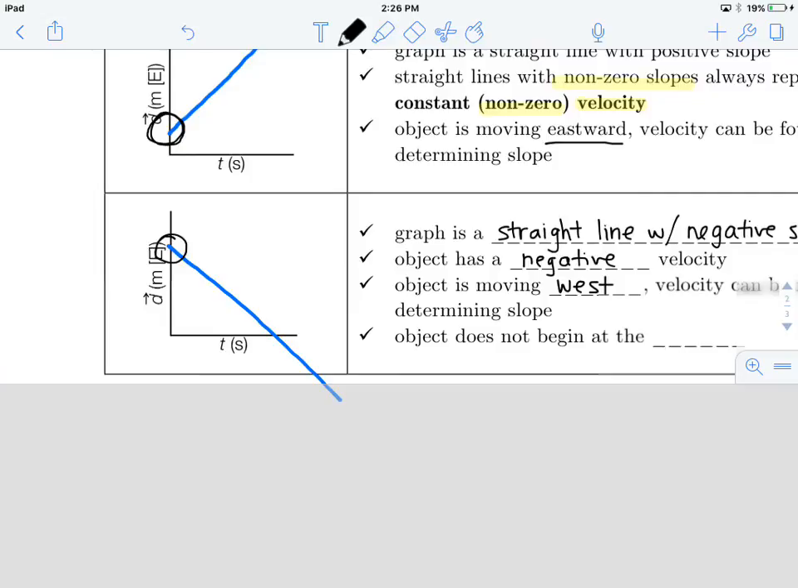And so what we say is, just notice this object does not begin at the origin. And that's a crucial factor. This one didn't begin at the origin either, but we didn't make note of it up there. We made note of it down here. All right, there is your 2 mini lessons on speed and velocity.